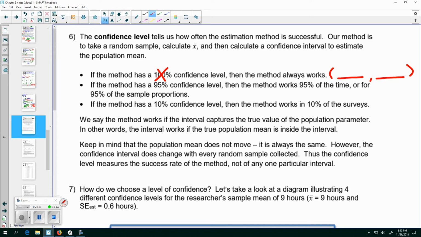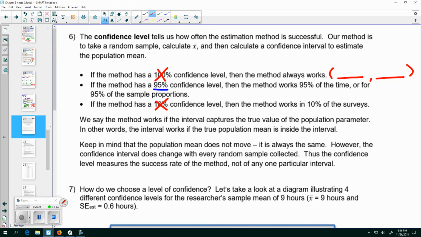If the method has a 95% confidence level, then the method works 95% of the time or for 95% of the sample proportions. And just like chapter 7, we're going to find that reducing our confidence down to 95%, just that little bit of drop in confidence, means we can shrink that interval down quite a bit and really gives us a good idea of what the population mean size is. All right, and last one, if the method has a 10% confidence level, then the method works in 10% of the surveys. This is another one that probably isn't going to be used very often. And it'll give you a really narrow interval, but it's not going to be very useful because it doesn't work all that often, or it's not successful that often.